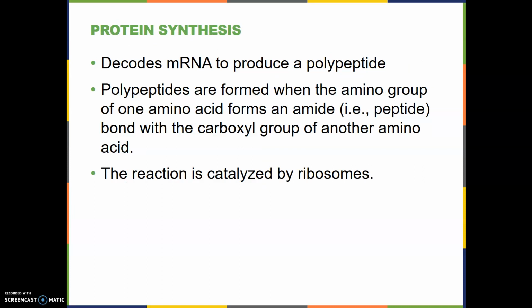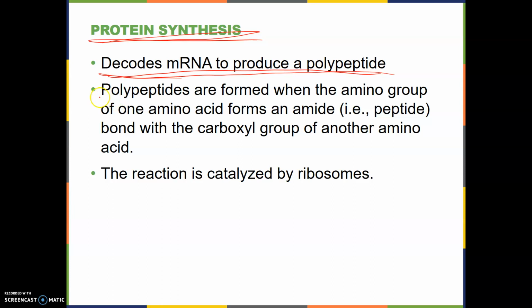Protein synthesis, which is basically what we're talking about in this chapter. Protein synthesis decodes messenger RNA to produce a polypeptide. This is what we're talking about now, the translation part, okay? Polypeptides are formed, and polypeptides, remember, are long chains of amino acids that are later formed into complex shapes, and then they're called a protein.